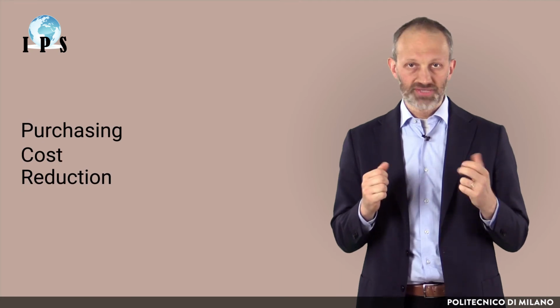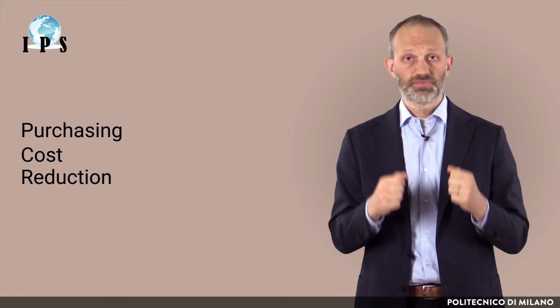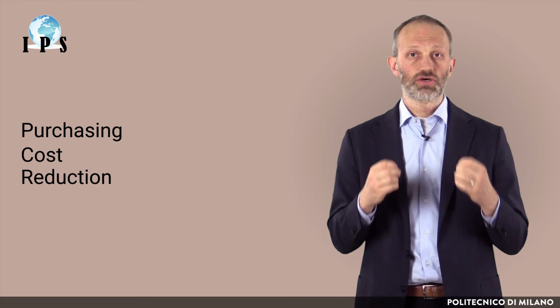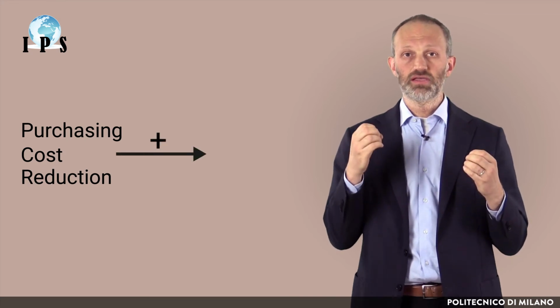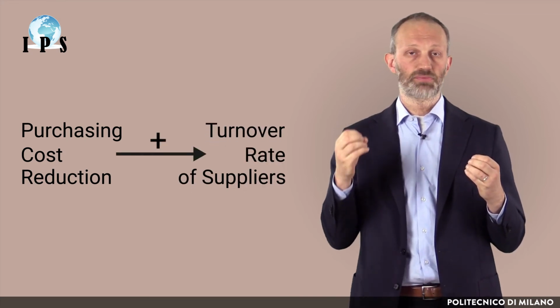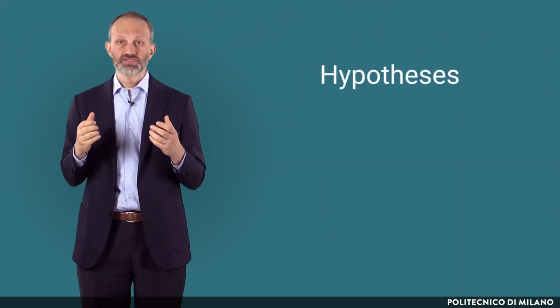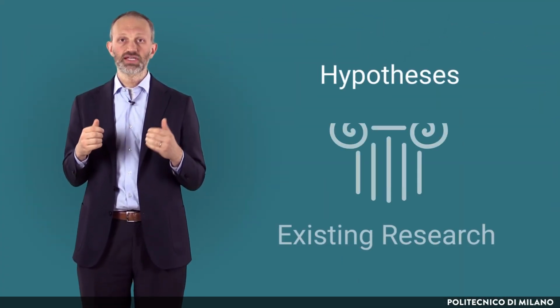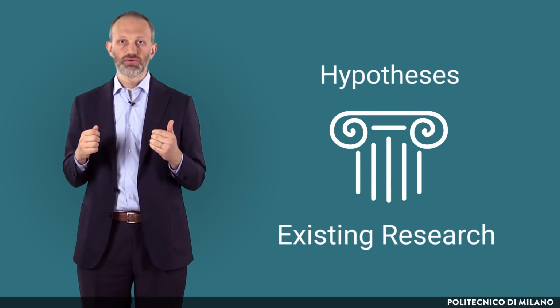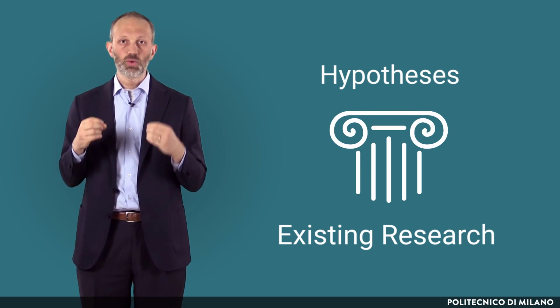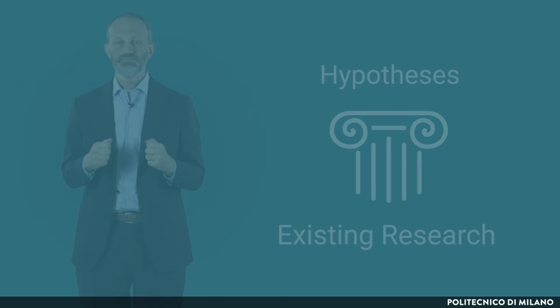An example from the IPS project is the following: the importance of purchasing cost reduction has a positive impact on the turnover rate of suppliers. Also, hypotheses need to be clearly rooted in existing research, in particular in the preliminary theory that we want to test empirically. Now that we have completed the definition of our research model, we can move to the next phase of the survey research process, which is the design of the survey instrument.